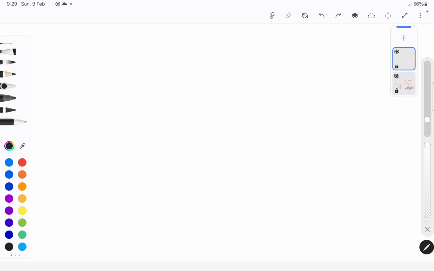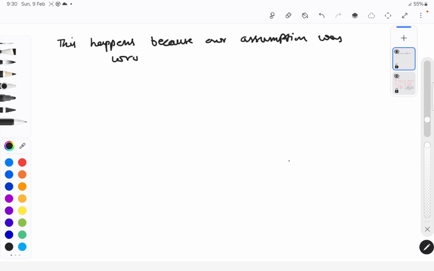See, right hand side is rational, left hand side is irrational. This happened because our assumption was wrong. Therefore, the given number is an irrational number.